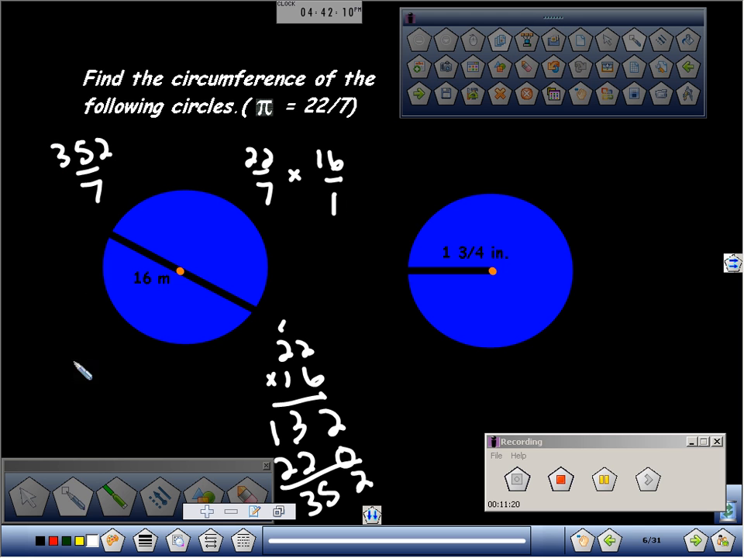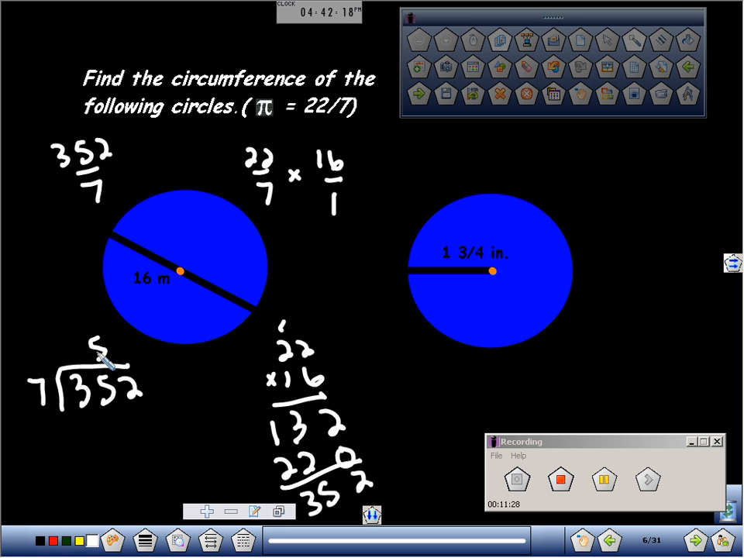over 7. Now we got to divide by 7. Well, that should be pretty easy. That goes in 5 times. Let's get this out of the way. 5 times 7 is 35. 35 minus itself is going to be 0. Bring down your 2. 7 goes into 2, 0 times. So you subtract, you're going to get a remainder of 2. So you're going to get 50 and 2/7. That's for this one, 50 and 2/7.